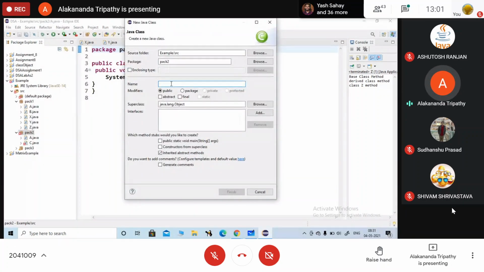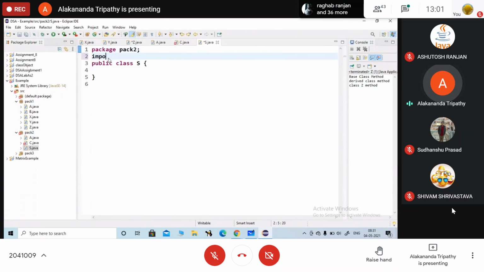Name it S. Okay, what will you import here? Import pack1 dot star. Okay, class S. Here it will extend which class? X. Okay. Yes, ma'am. Now here take a method, void. Which method is there?